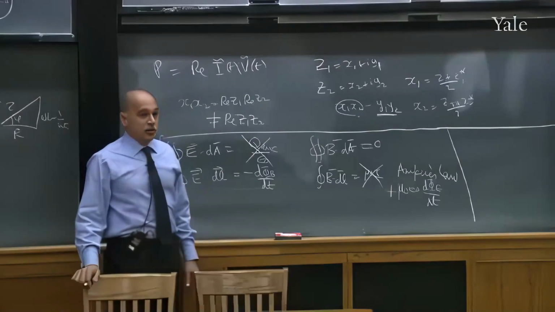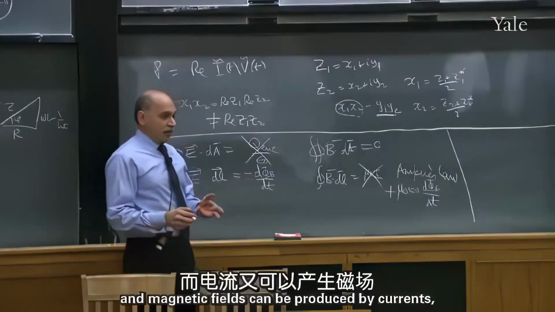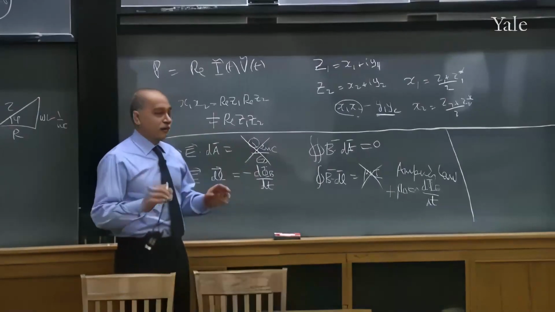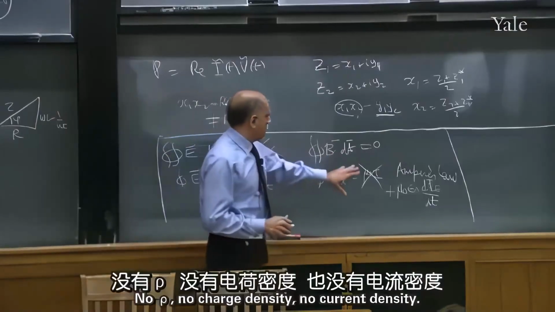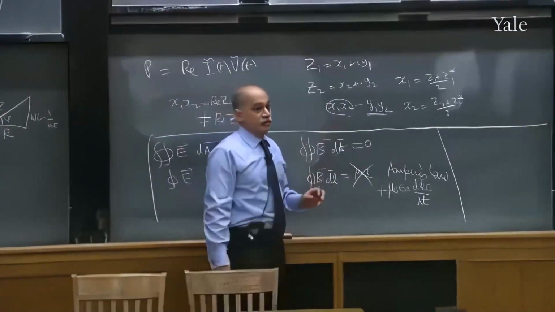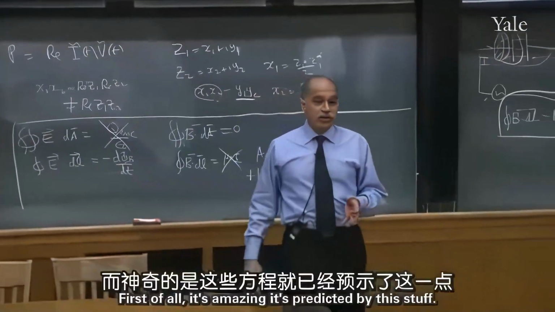That's the interesting part. We know electric fields can be produced by charges and magnetic fields can be produced by currents. But I'm saying go light years from everything. No rho, no charge density, no current density. There'll be non-zero E and B just moving on their own. And you want to understand how that happens. First of all, it's amazing. It's predicted by the stuff.